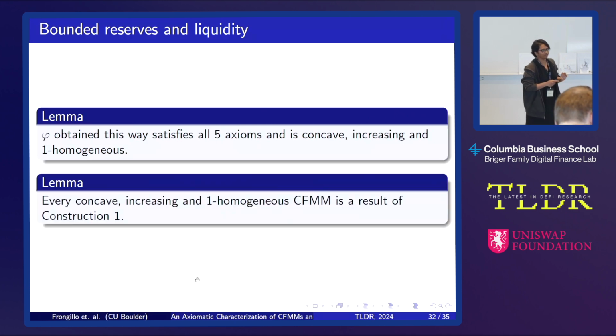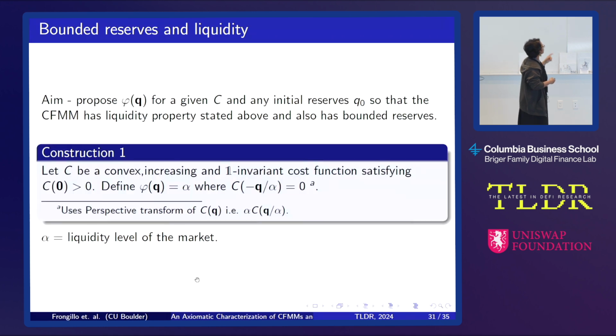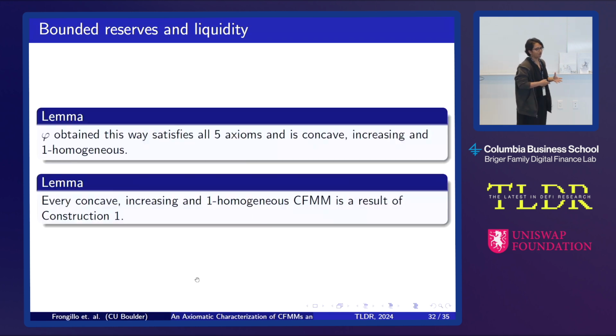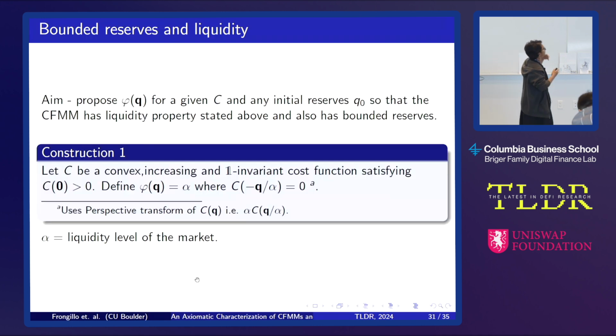We also show that every concave increasing one homogeneous CFMM is a result of construction 1. As you might be familiar, most of the practically implemented CFMMs are increasing, concave, and once homogeneous. So you could think of this as an oracle for constructing new CFMMs with those desirable properties.